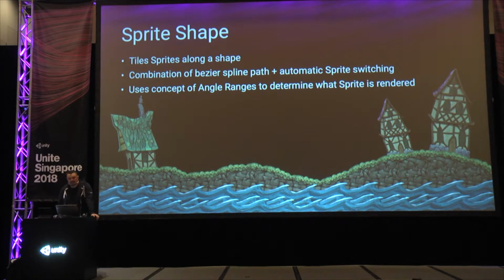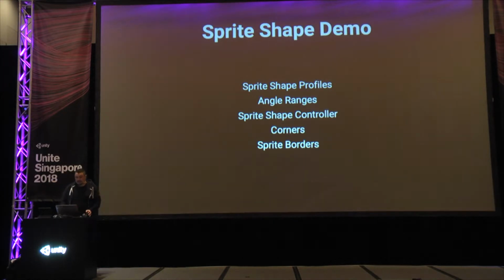Okay, and we basically use Bezier splines, and then you can switch sprites accordingly based on angle ranges, and we can determine which sprite to render based on that. So there's a lot to process there. There's a lot going on in sprite shape. So this is a good candidate for a demo. We're going to jump into Unity now and take a look at how this works.